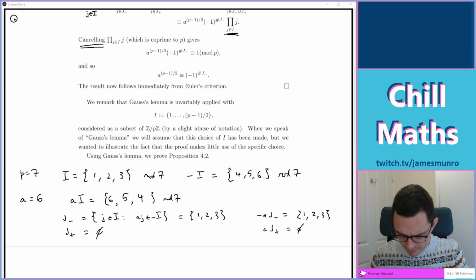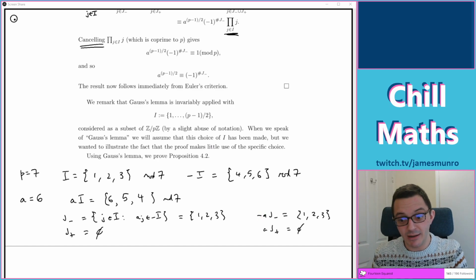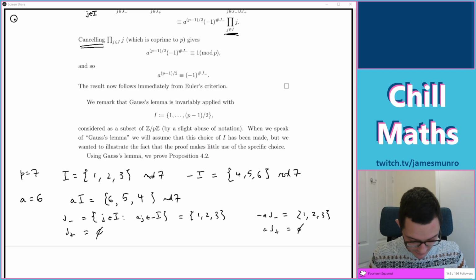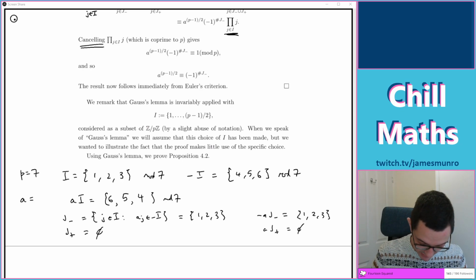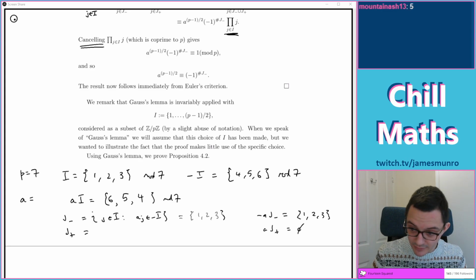But I'm starting to become worried that this existence of minus A being equal to the number 1 is maybe causing things to simplify a little bit too much. So I'm just going to change A to 5 and see what that does to these sets. See if I can remember what I'm doing along the way. Yeah, Mountain Ash says 5 in chat. Let's try 5.